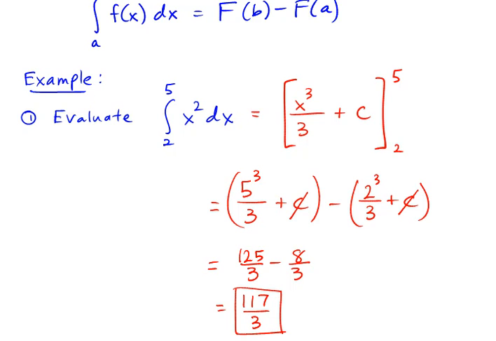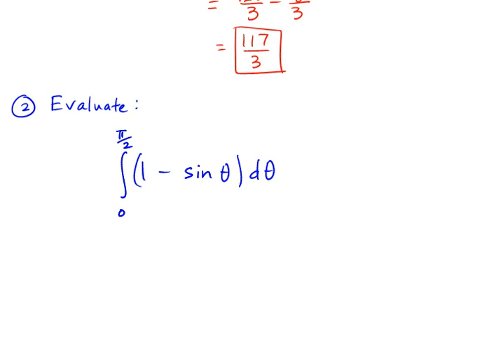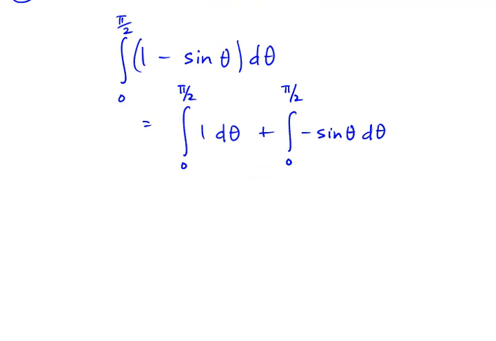Alright, so here's just one more example involving trig. The integral from 0 to pi over 2 of 1 minus the sine of theta d theta. Again, I think it's easiest to think of the integral like this, as two separate integrals. And if you recall from the properties of integrals, if you integrate a constant, it's just the constant times the difference in the limits. So this first one is going to simply evaluate to pi over 2.